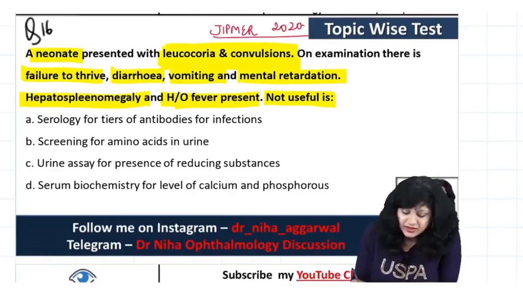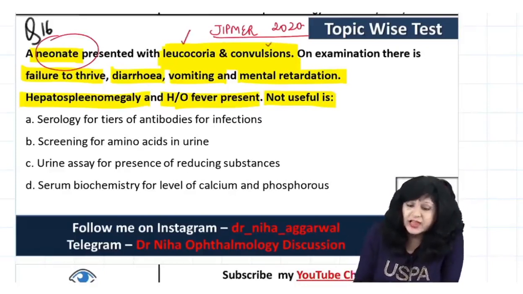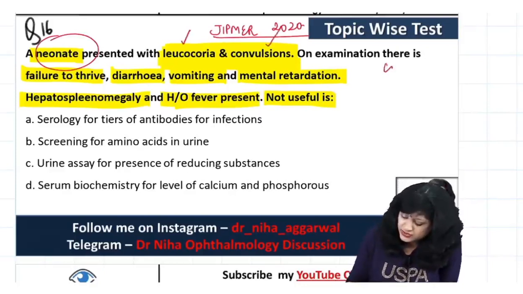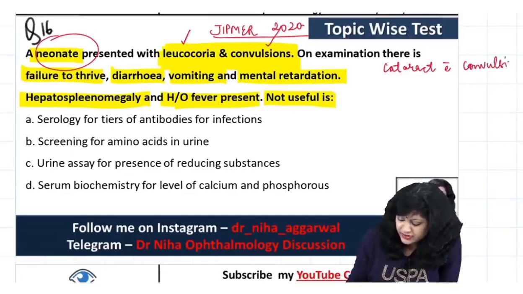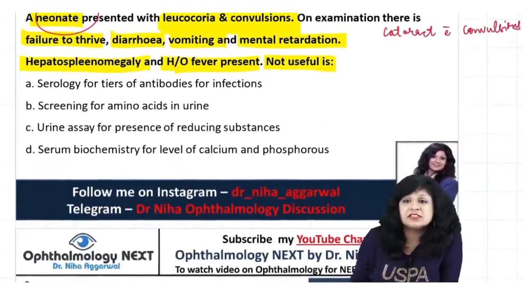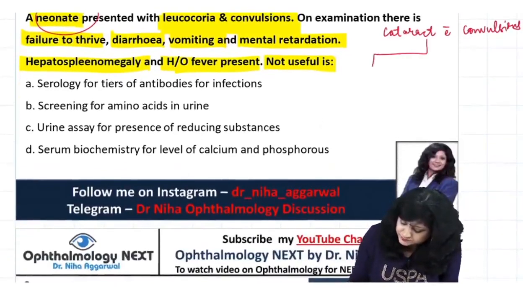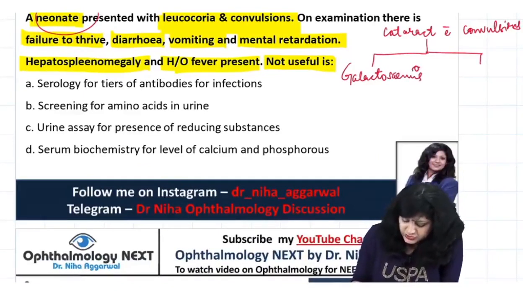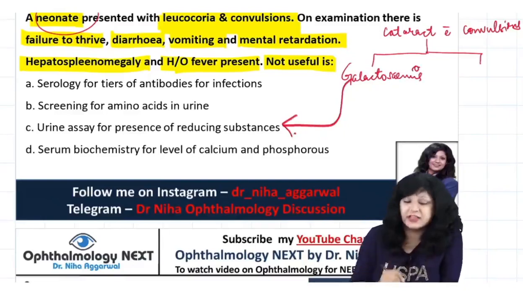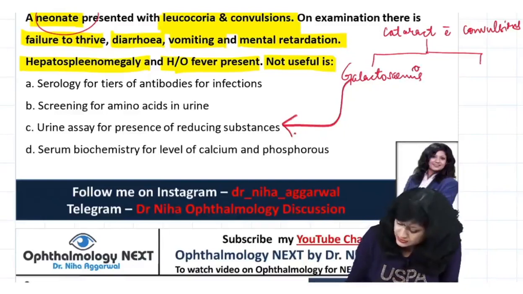Here you are thinking about a neonate who is presenting with leukocoria and convulsions. So this is actually a case of cataract with convulsions. If a neonate comes with cataract and convulsions, basically we think of two things. One is galactosemia, for which you will have to do the urine assay for reducing substances. The second thing can be toxoplasmosis.